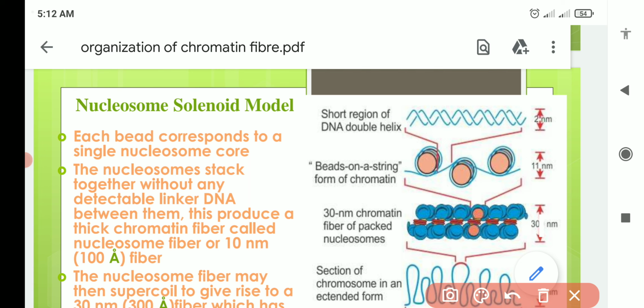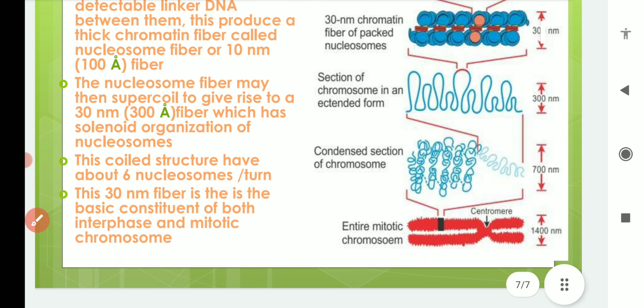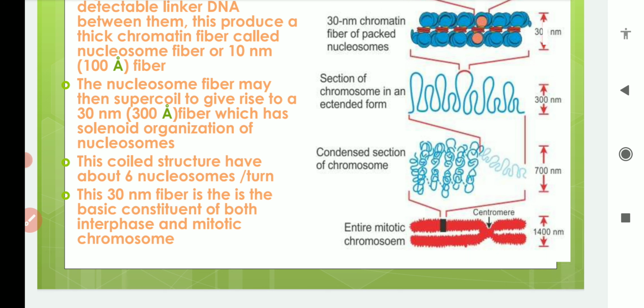So it is a very complex structure, formed by step-by-step coiling of the DNA, and ultimately this chromatin fiber is the basic structure of these chromosomes. This is the chromosome organization. This is the nucleosome solenoid model, which successfully describes the different parts of the chromosome: how the chromosome is formed and how the different components are arranged in the chromosome. So this is all about the nucleosome solenoid model.